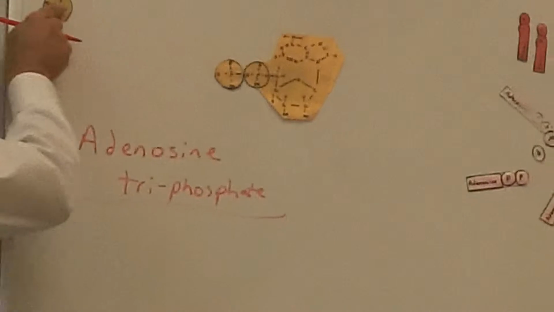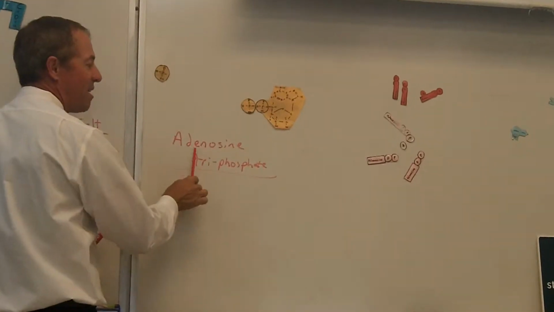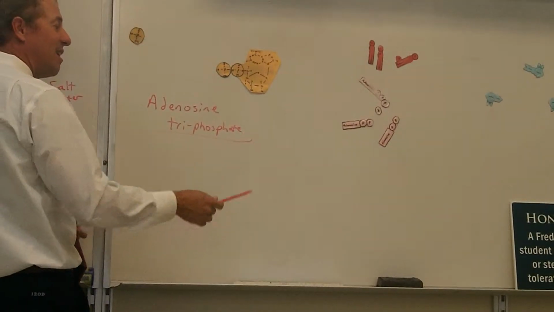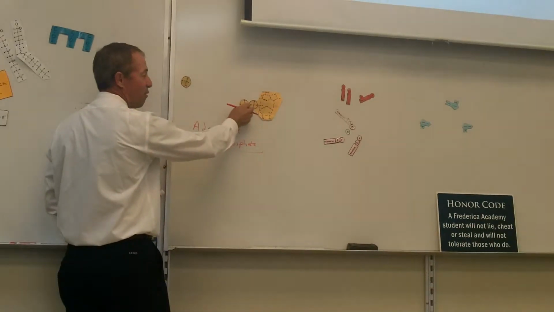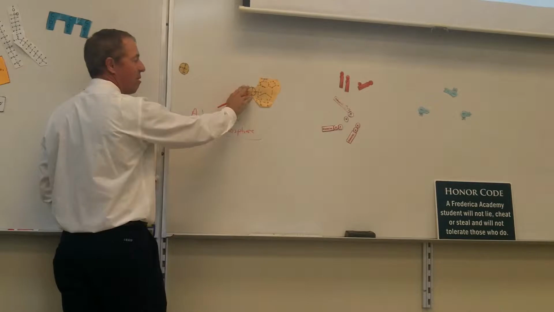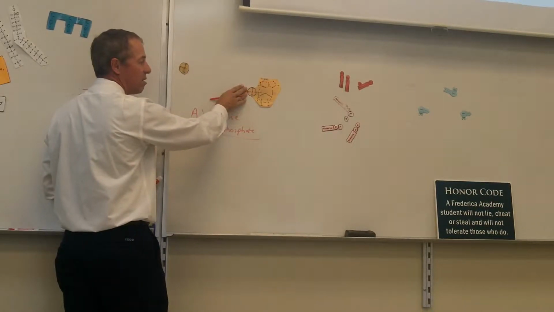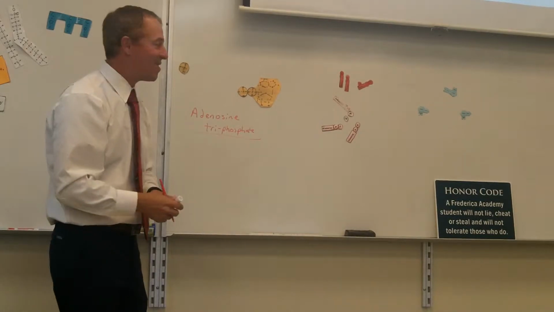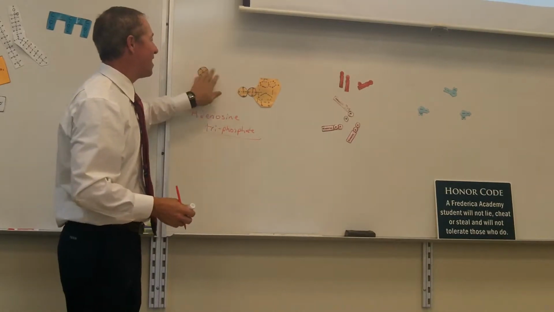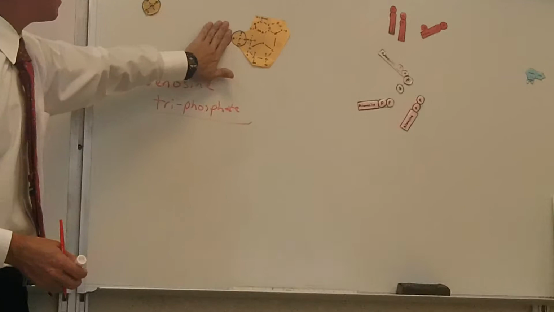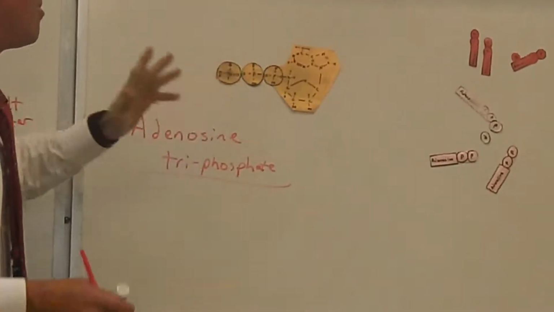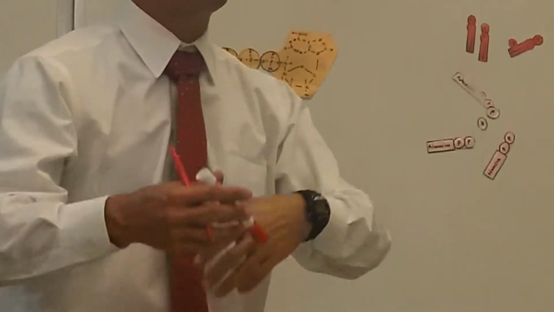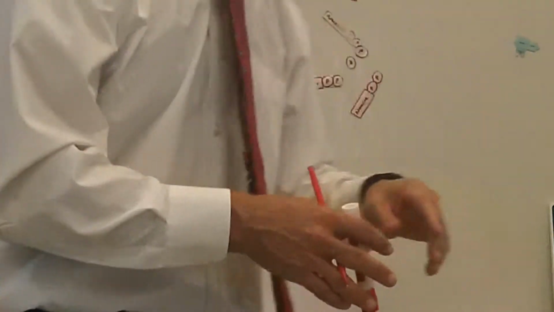Now, if you remove a phosphate, you know what you have? You don't have adenosine triphosphate, you have adenosine diphosphate. And if you remove one more, which I can't do here, what would you have? Adenosine monophosphate. So we got adenosine triphosphate, adenosine diphosphate, adenosine monophosphate. Anyway, this is kind of the battery that's roaming around in cells delivering energy from one place to another.